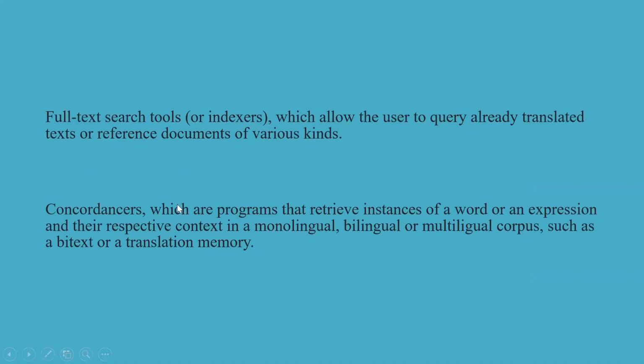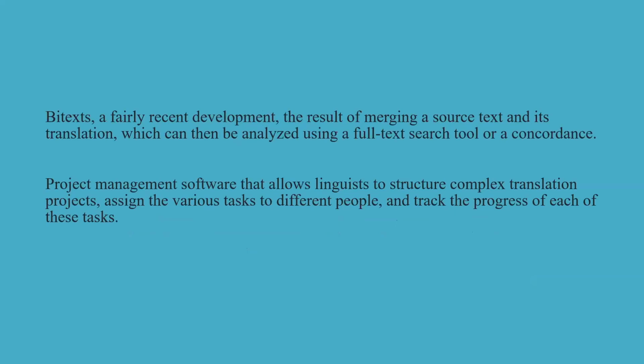TT also includes full text search tools, for example, concordances. We can use the keyword in context method to identify the usage of a word and how it is translated into different languages in different contexts. Okay, and then bytext, it's a text in 2 columns. In this text, we have 2 subtexts, one in the original language, the other in the target language. So this is called a bytext.